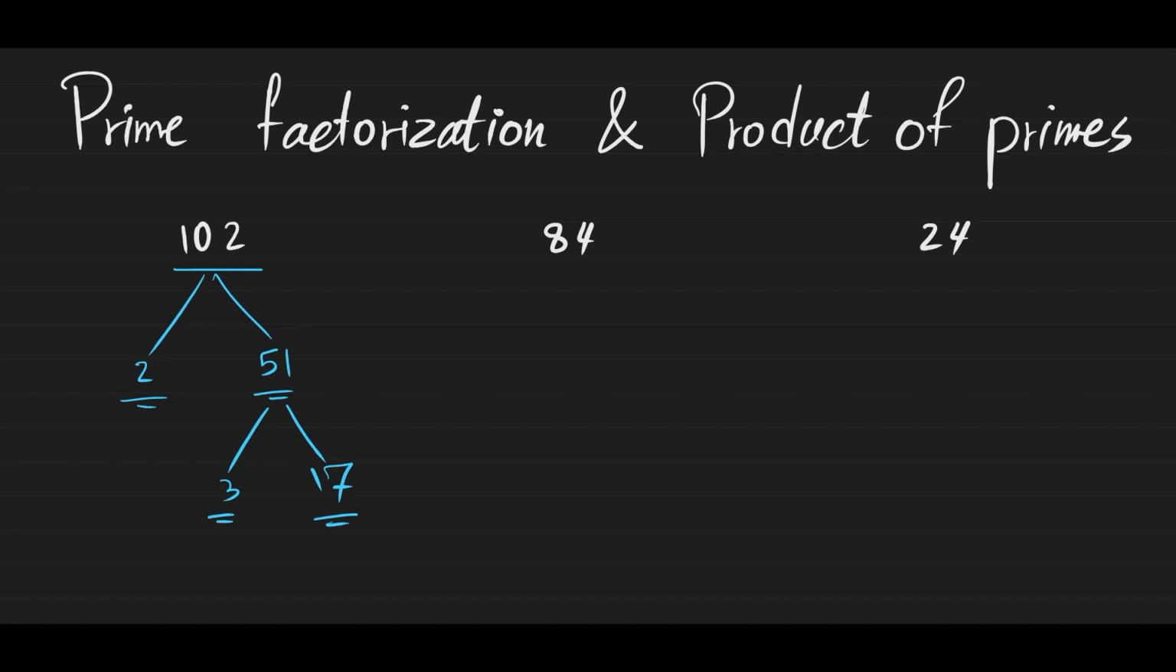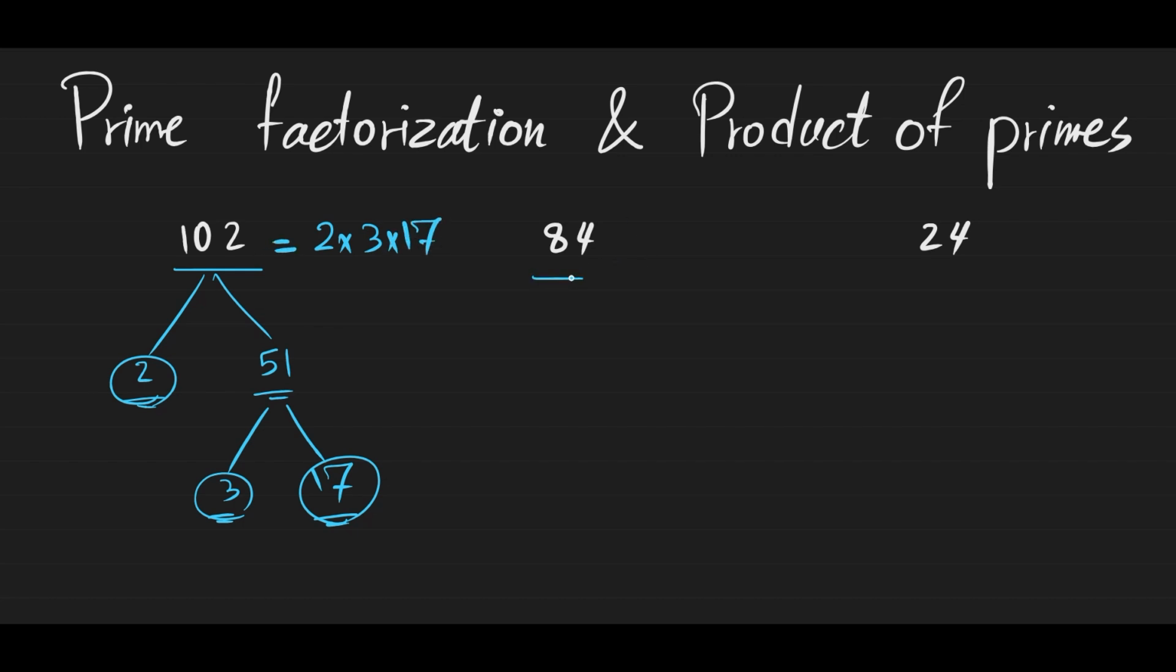Then if you want to find the product of primes, all we do is take all of our prime factors and multiply them together. So 2, 3, and 17 are the prime factors that make up 102. So we just say 2 times 3 times 17 equals 102.